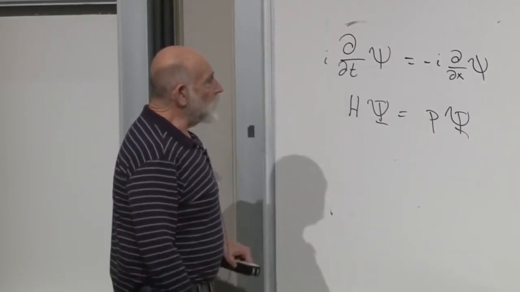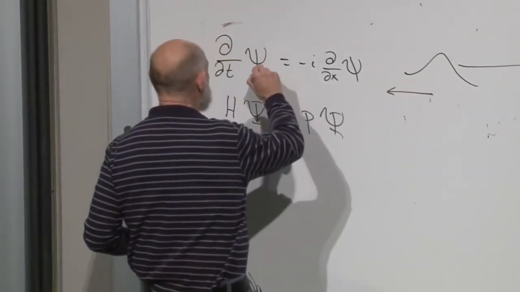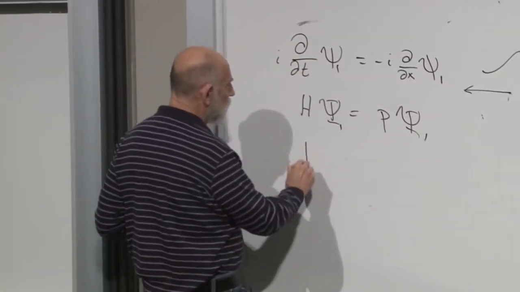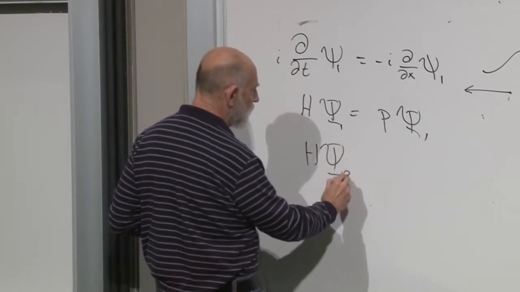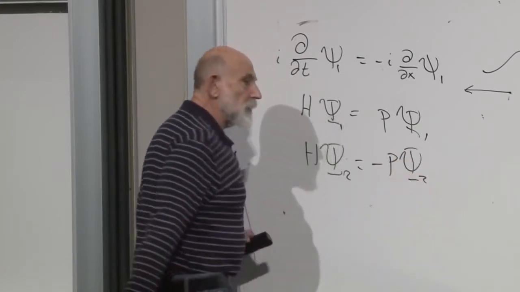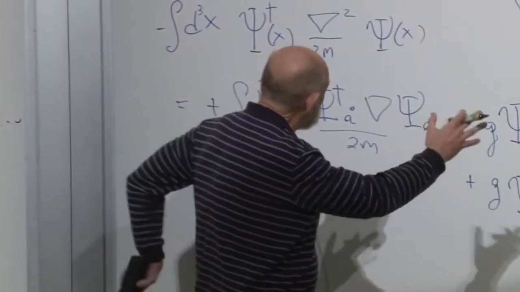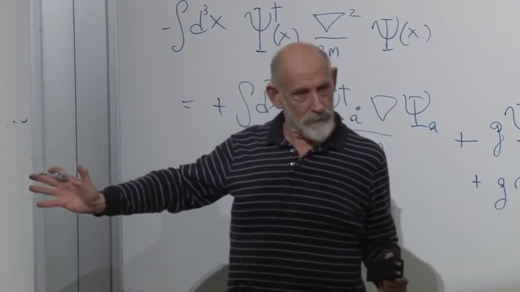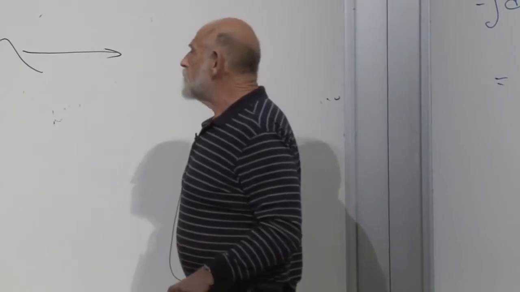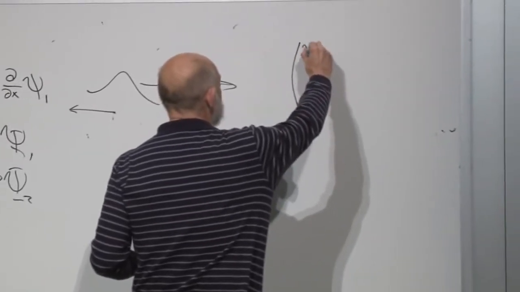Okay. What you want to do is invent another species which propagates to the left. So we could call this one psi 1, and we invent another one, H psi 2 equals minus P psi 2, a completely different particle. A particle whose energy is minus the momentum. And this just interchanges plus momentum in that direction with minus momentum in that direction. And so this particle clearly propagates to the left. Then we combined these two equations by taking psi 1 and psi 2 and making a column vector out of them.